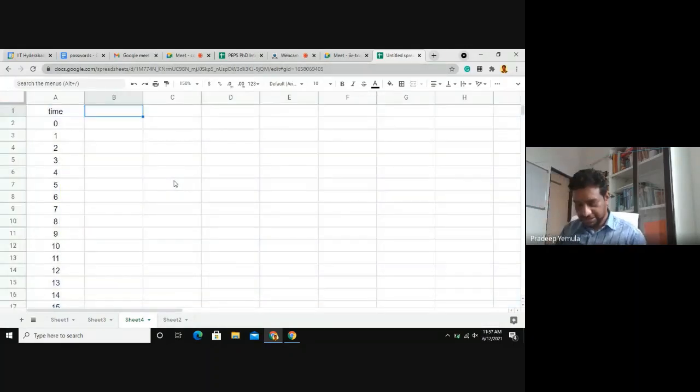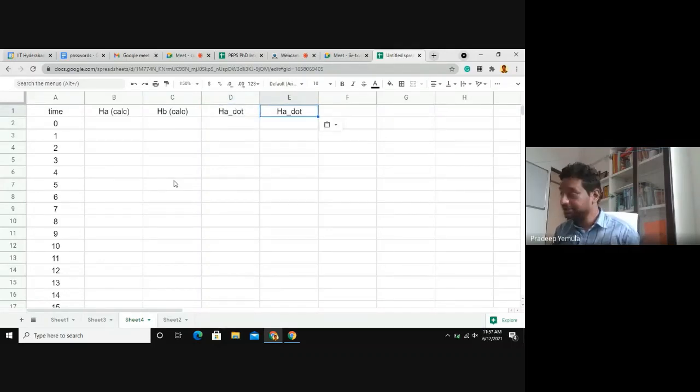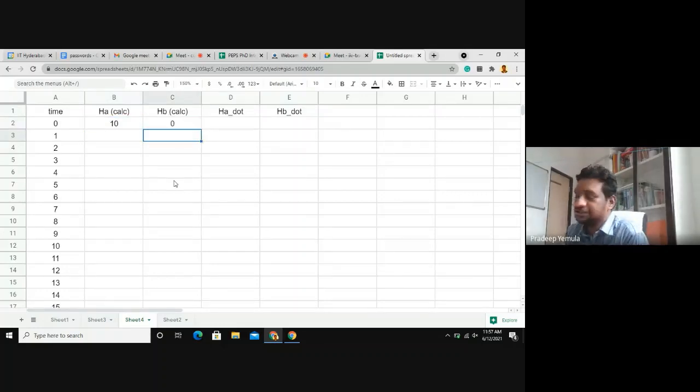So next here, HA and HB. Again, this is calculated: HA calculated and HB calculated. So here, HA dot, dot means the differentiation. Okay, so HB dot. I'm starting with an initial height of 10 centimeters in A and 0 centimeters in B.